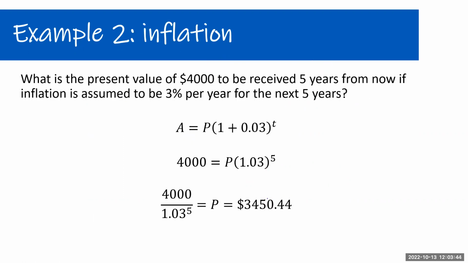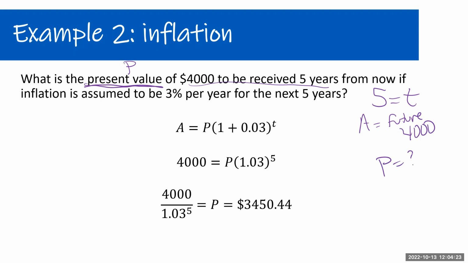Let's look at another example. What is the present value of $4,000 to be received 5 years from now if inflation is assumed to be 3% per year for the next 5 years? So we know that 5 is going to be our T. Now A and P are what we have to figure out here. We're looking for the present value, so we are looking for P. And we know that we're getting $4,000 in the future, so that's going to be our A. So A is the future $4,000, and P is what we're looking for.